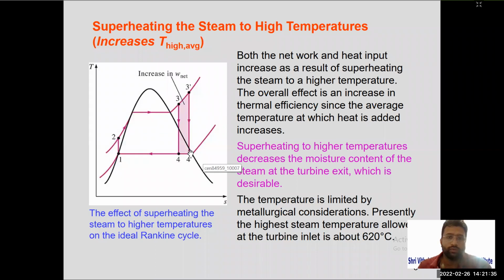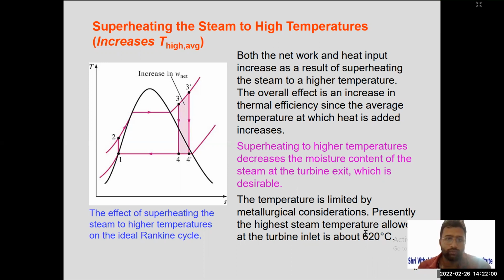Yes, because turbine blades are made of steel or other alloys, they must have some melting point. If we exceed that melting temperature, the blades will be damaged. Presently, the highest steam temperature allowed at the turbine inlet is about 620 degrees Celsius. So this is the highest temperature you can achieve. Note down this value also, 620 degrees Celsius.